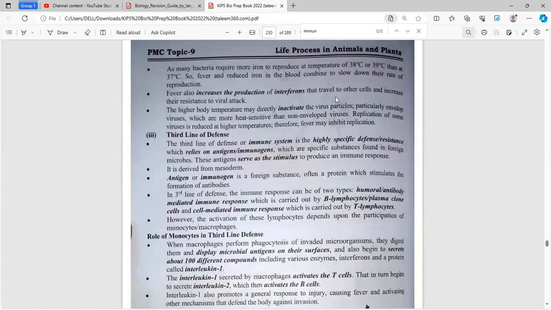The final line of defense, or third line of defense in the human body, is the antibodies which are produced. There are two types of antibodies, as previously talked about as well. The humoral antibodies released by the B cells and the T lymphocytes, which produce helper T lymphocytes.